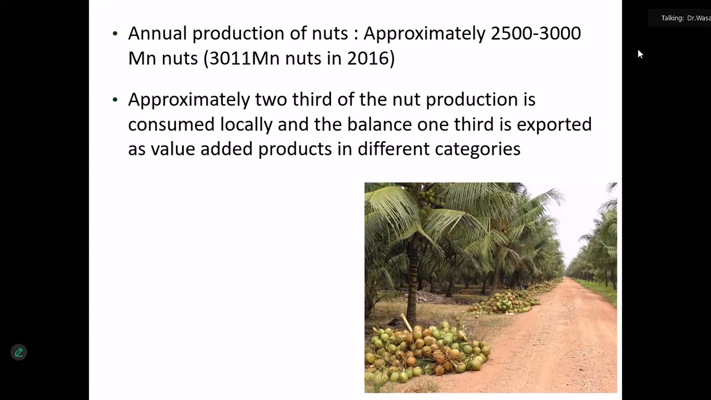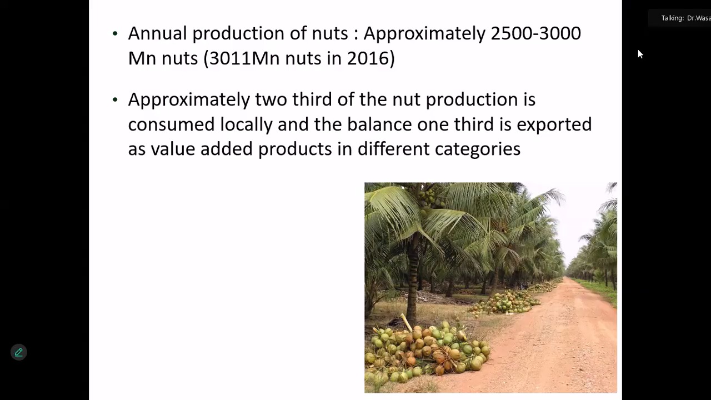Then what happened here? In the case of tea, we drink very little. Rubber is only an industrial product. Tea is a limited drink. Rubber is an industrial product, not a food item. So locally we consume very little tea and rubber.